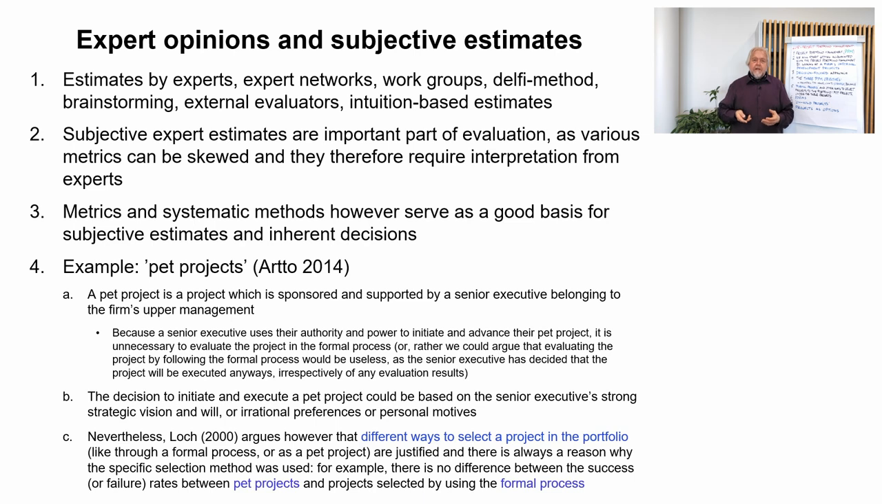Well, definitely, because we are making decisions and evaluating the future by looking at the collection of projects, we must use experts, expert networks, different kinds of work groups or Delphi methods, brainstorming, external evaluations and intuition-based estimates. And really, subjective expert estimates are important and perhaps the most rich part of the evaluation. And also the project portfolio boards can discuss very deeply in the board meetings about the decisions to come and about the decisions they did make and the reasoning behind. That is important.